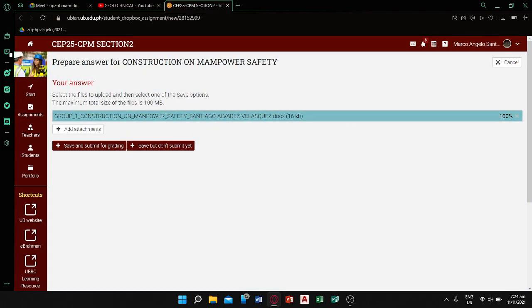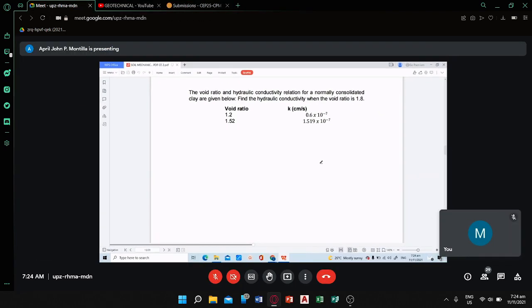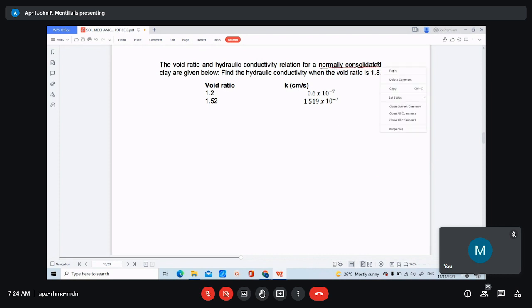Okay, again, good morning po. Let's continue the discussion regarding hydraulic conductivity. So we have here the void ratio and hydraulic conductivity relation for a normally consolidated clay given below. And we are required to find the hydraulic conductivity when the void ratio of the soil becomes 1.8.